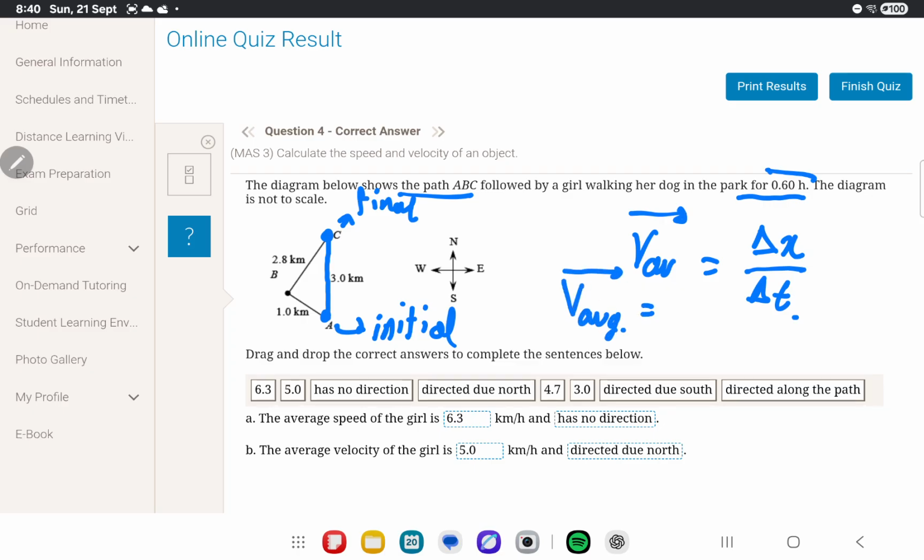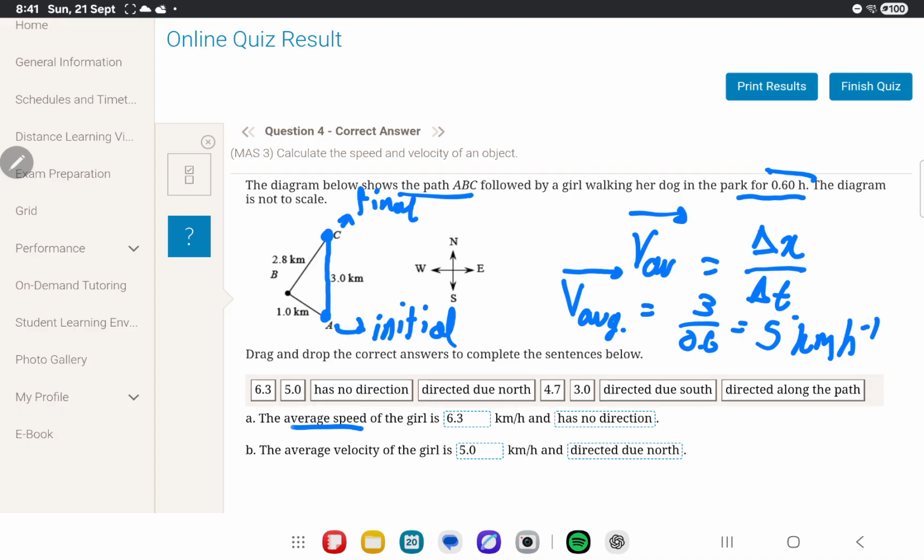V average equals, by the way, you can denote it V av or V average, it's the same thing. So 3 over 0.6 gives me her velocity to be 5 kilometers an hour. Now you might have noticed I didn't do the second part of each of the answers, and now I will get to them.